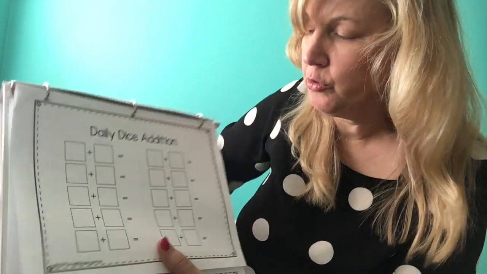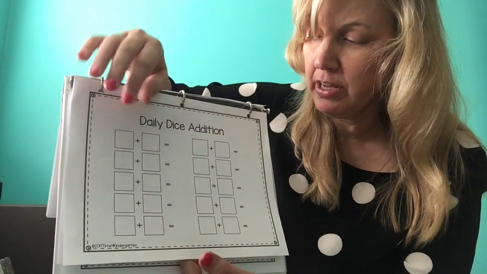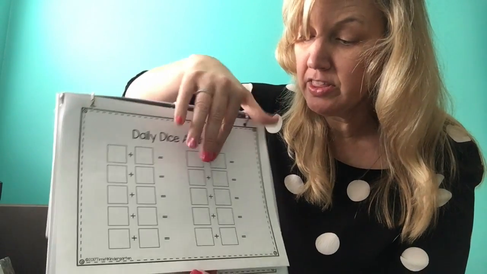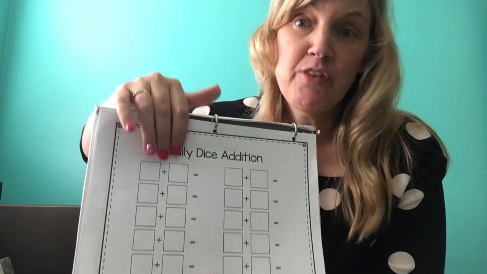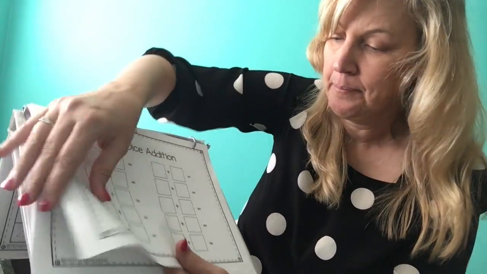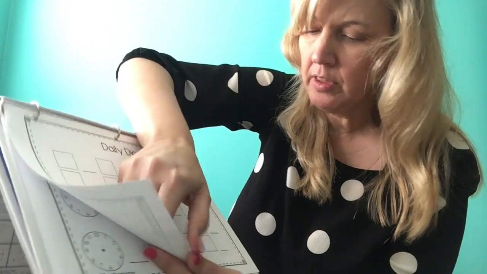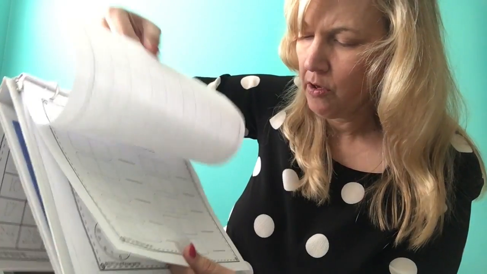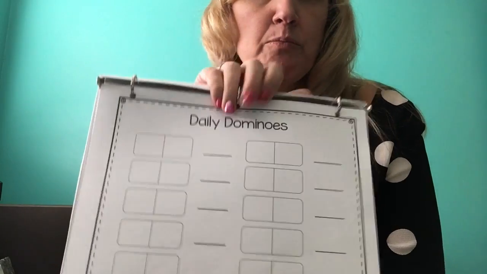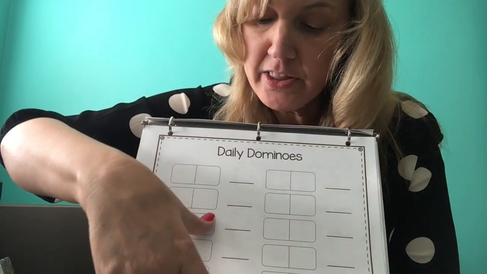Then we go to a Daily Dice edition where I roll 2 dice, and again they would be drawing the dots on the dice and then adding them up and writing the number. So already I'm integrating addition before we have actually started learning addition facts. Then as the year progresses, you can do dominoes. Pull a domino from a bag, you're writing the dots, and then counting the dots and writing the number.